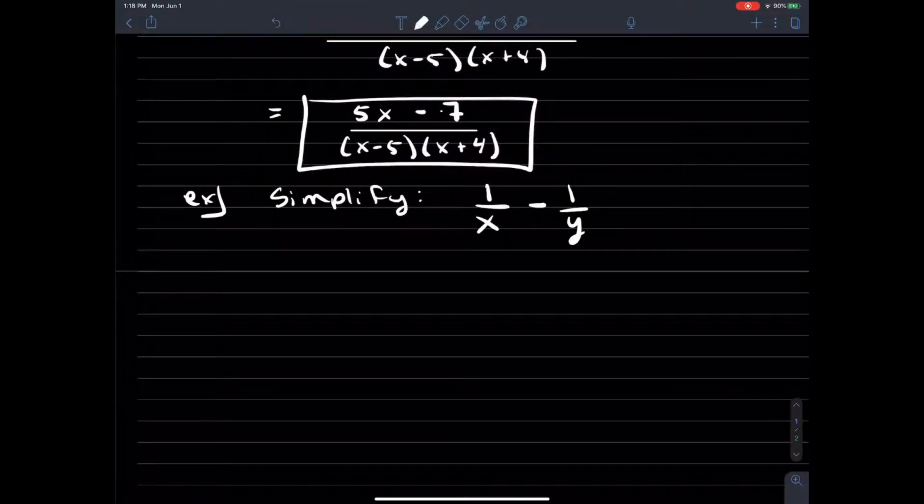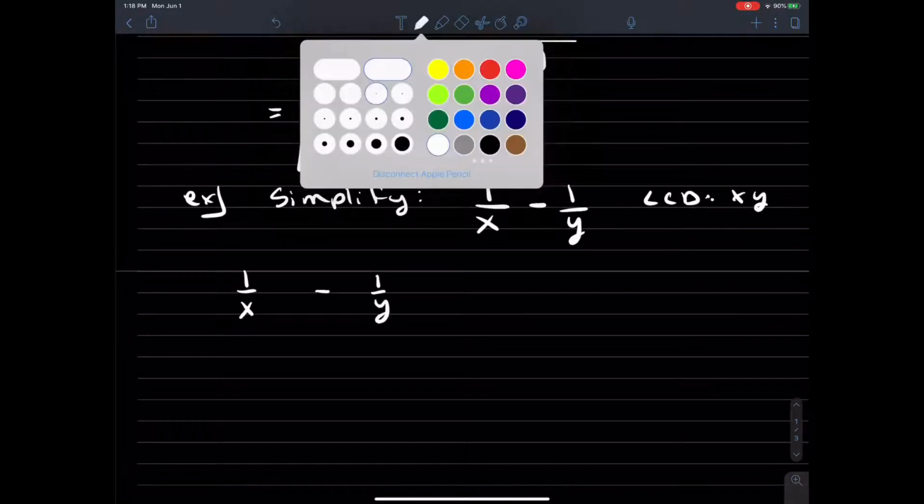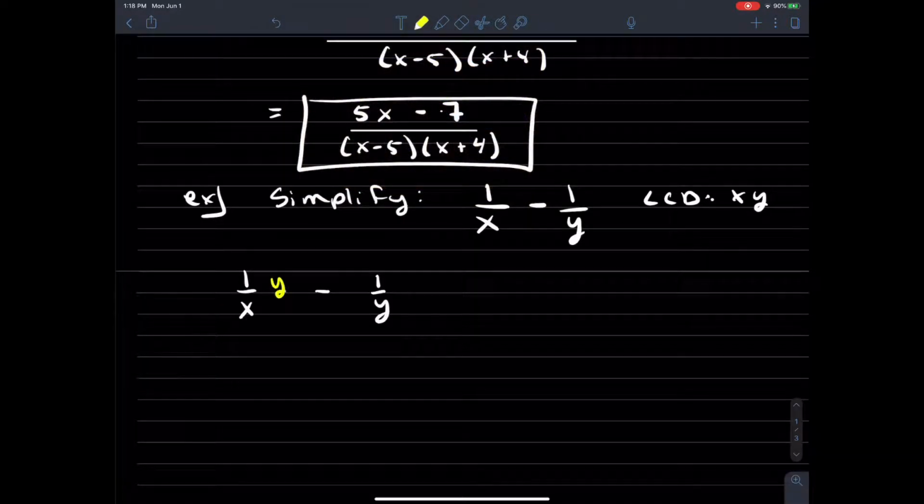Now I'm going to subtract these. So my LCD is just x times y. So 1 over x minus 1 over y. I'm just copying it, but I'm going to multiply by y over y. And this one, x over x.